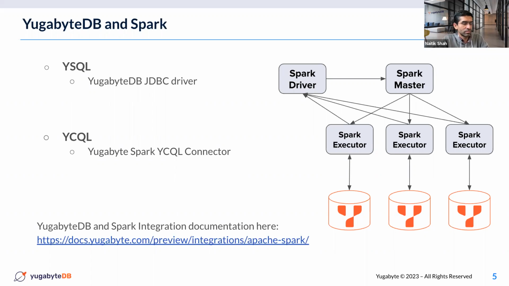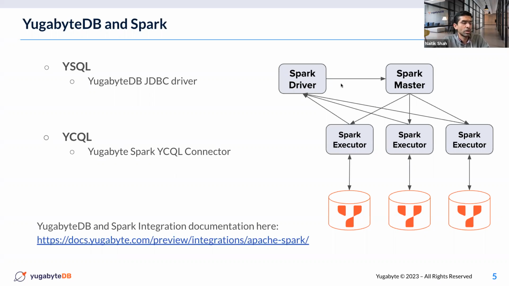Now, here's the main part, right, where we have the integration with Yugabyte and Spark. Short story is, wherever there is Spark, there's going to be Yugabyte, right? So if you have a Spark cluster, you will be able to connect to Yugabyte using either the YSQL or the YCQL query layer APIs. We offer Spark integration for both of these. For YSQL, which is our distributed SQL API, we have the Yugabyte JDBC driver that is available to connect to the Spark app. And for YCQL, which is our semi-relational language API, we have the Yugabyte Spark YCQL connector, right?